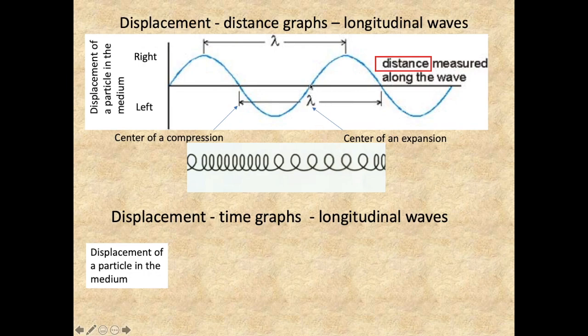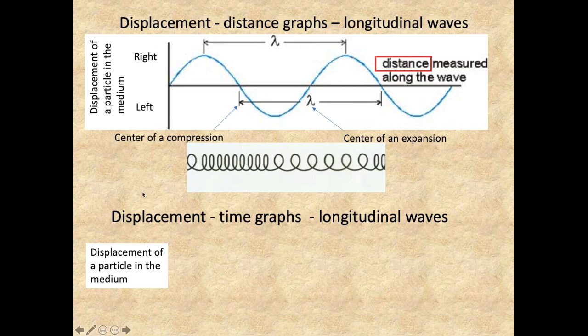How we see that on the graph is, look at the left of the particle. There's left displacement on its left. On the right of the particle, there is right displacement. So this must be the center of an expansion. Look at that point. This point is the center of a compression because the particle on its left has right displacement. The particle on its right has left displacement.